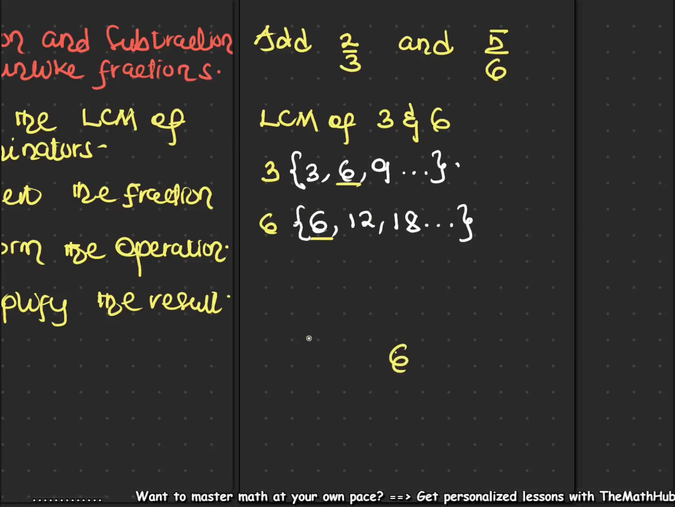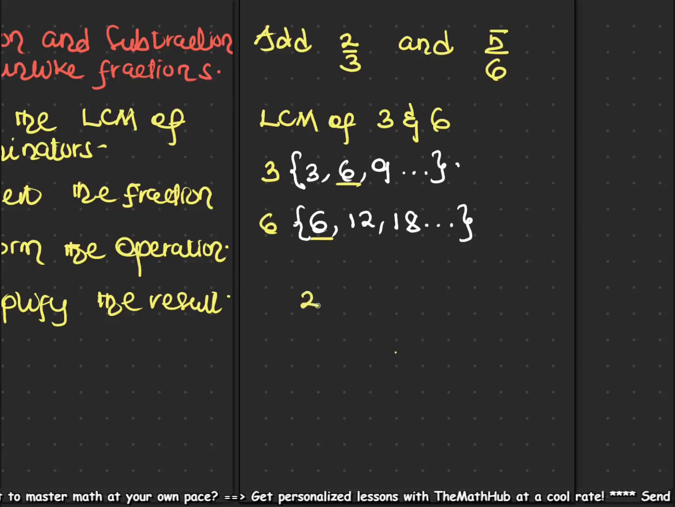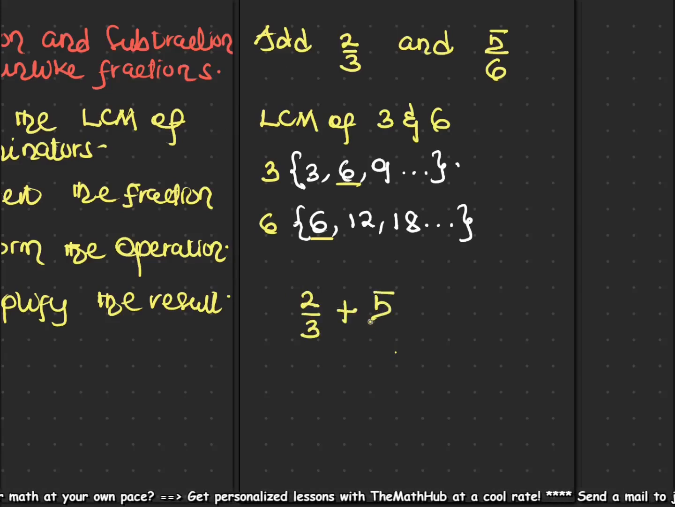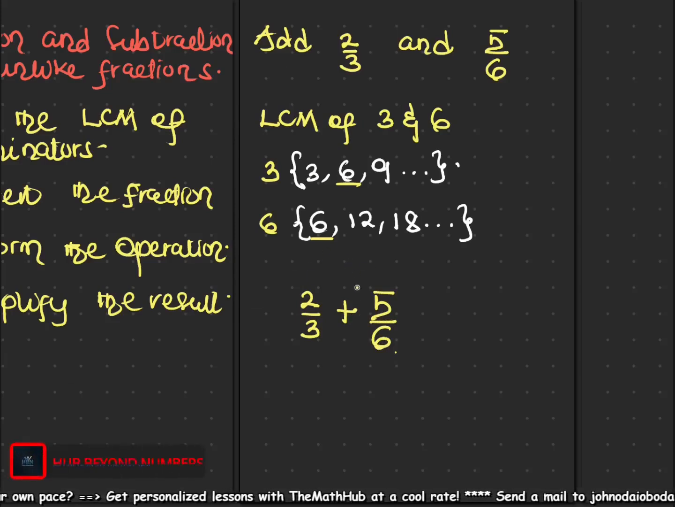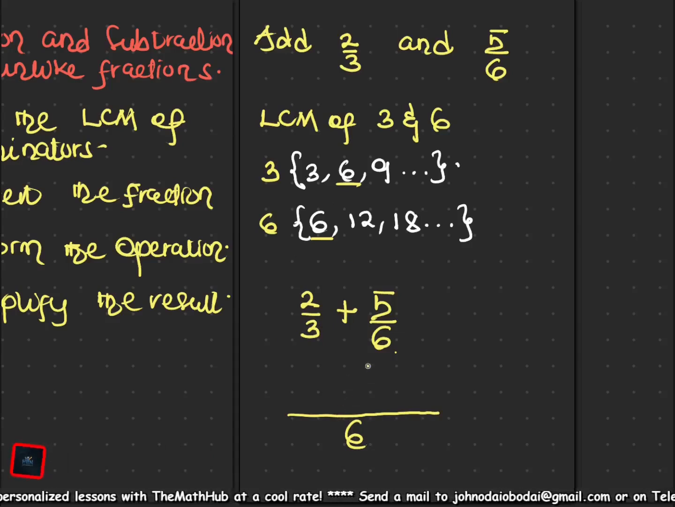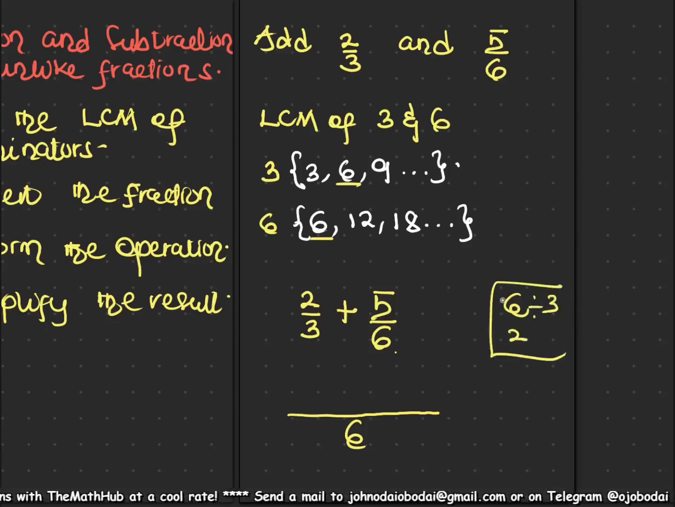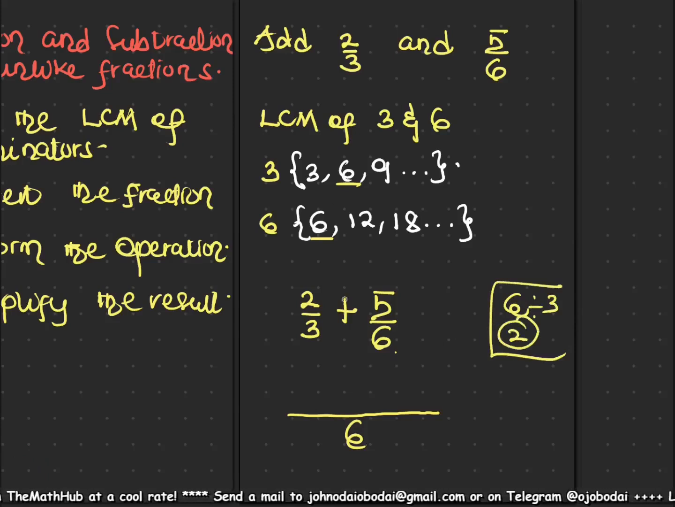So we write our 6, and then we now come back to our question. So let me quickly write that here so we can work with them. So we had 2 over 3 plus 5 over 6. And we want to add. As we have found out, our LCM is 6. So we now ask ourselves, 6 divided by 3, how many times? 6 divided by 3, you're going to get 2. Easy. So that 2 you have, you use it to multiply the numerator you have here. So we have 2 times 2.